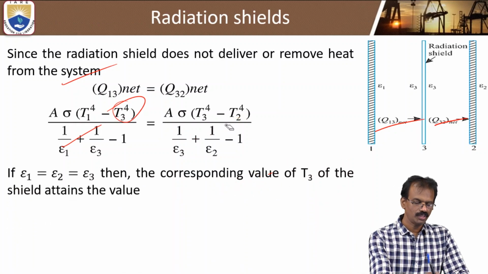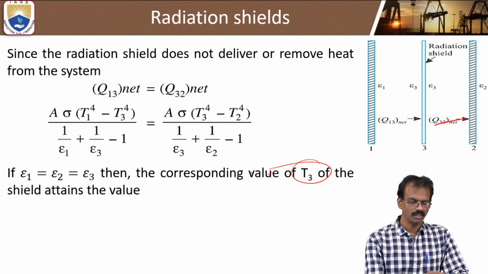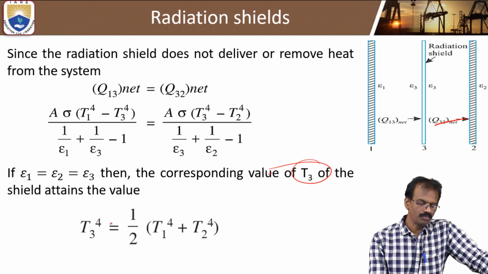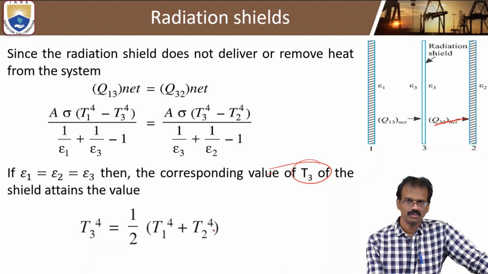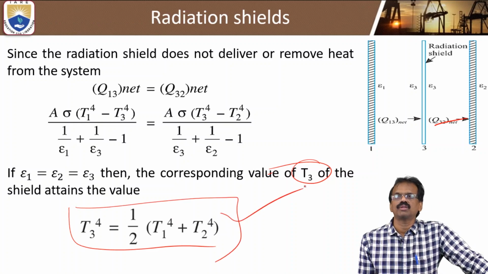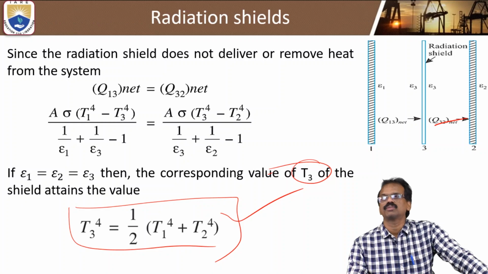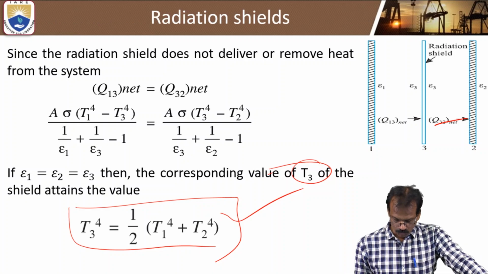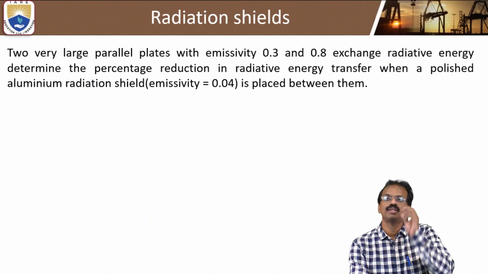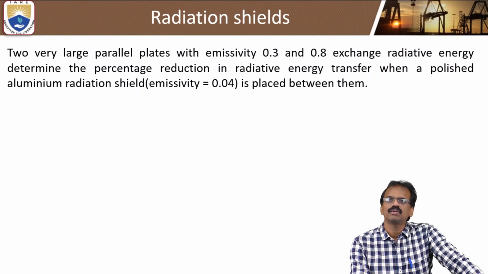If the emissivities are the same, then the corresponding value of T3 can be calculated: T3 to the power of 4 is equal to half of T1 to the power of 4 plus T2 to the power of 4. For solving numericals, you have to remember this also. Based upon these formulas, we'll solve a few numericals for proper understanding of the rate of heat transfer when a shield is placed between two surfaces.